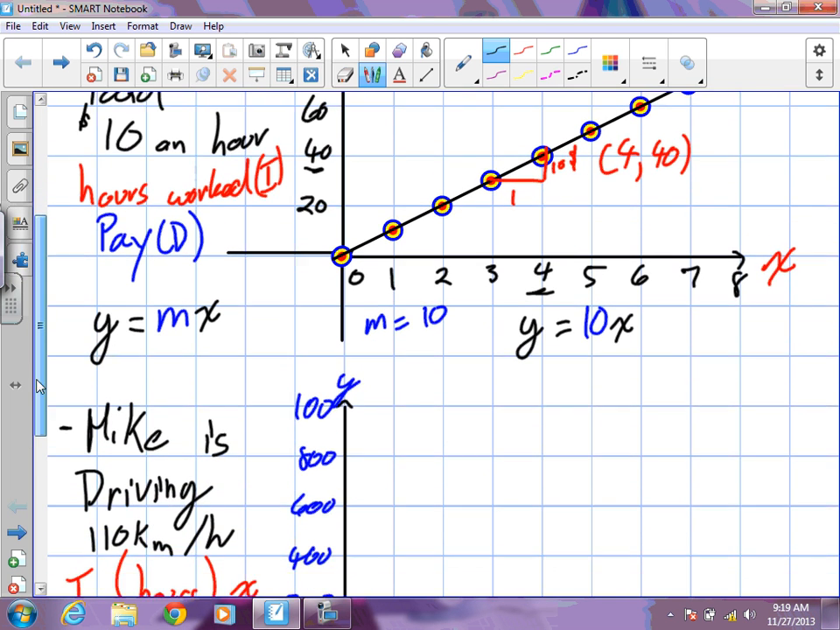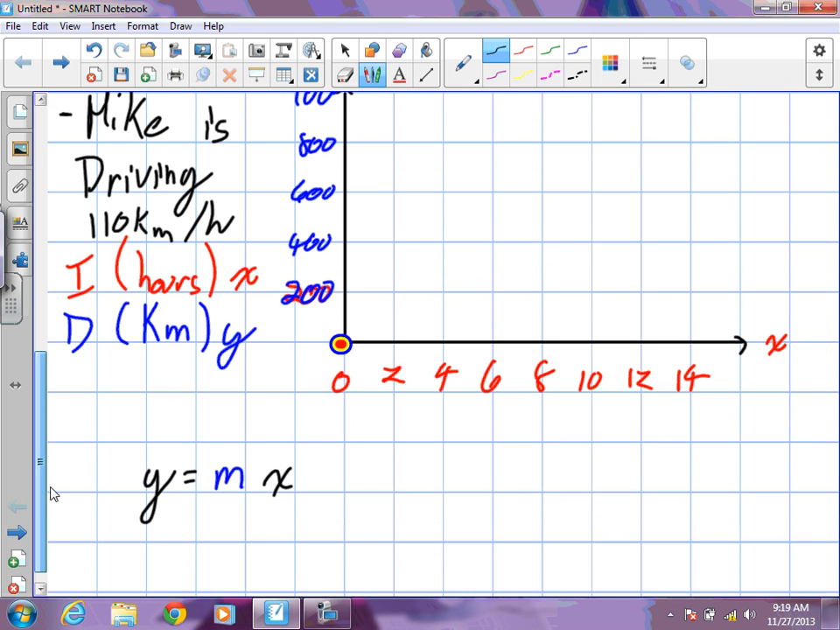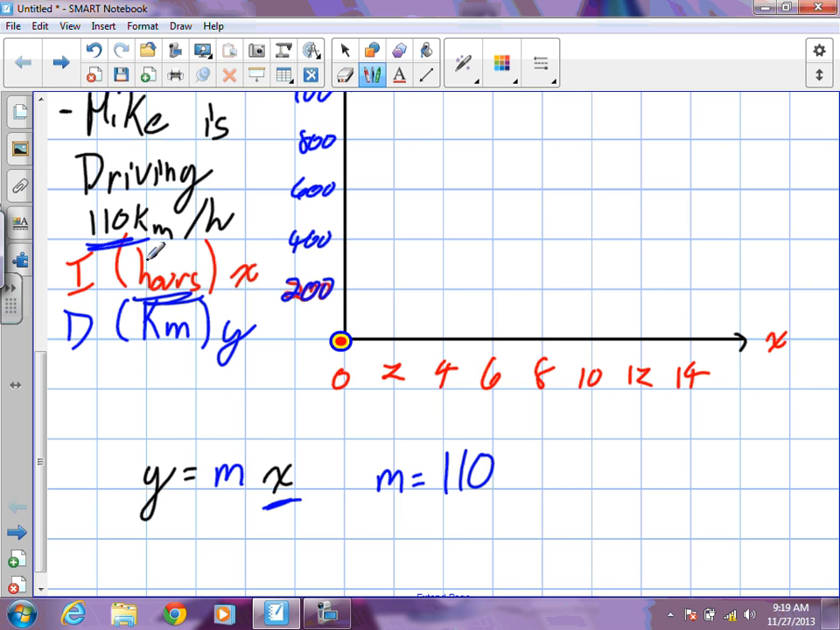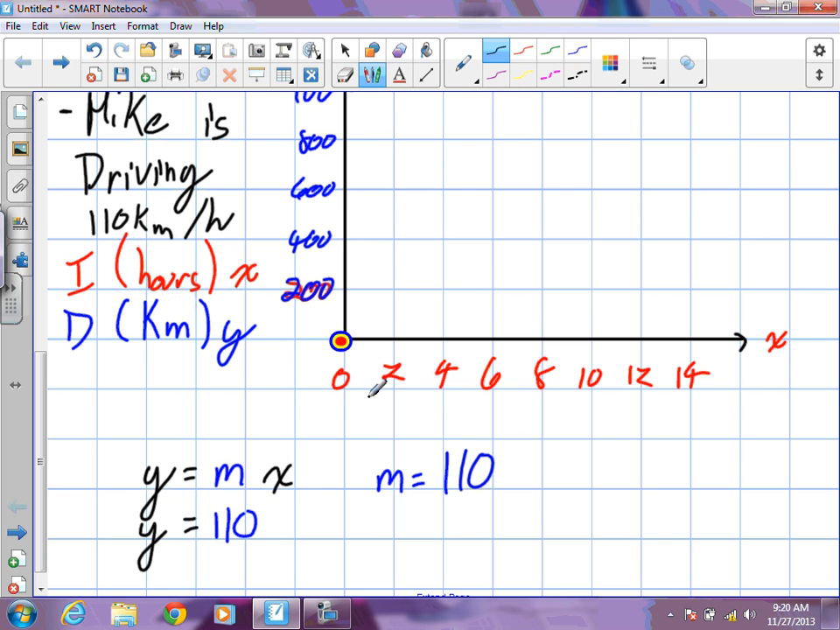Okay? So with that being said, before we go through this, what do we think our y is changing by relative to x? Our m is what? That's right. Our m is 110. So for every 1 that we change on the x, for every hour we travel, our y, or our kilometers, change by 110. So our equation looks like y is equal to 110x.